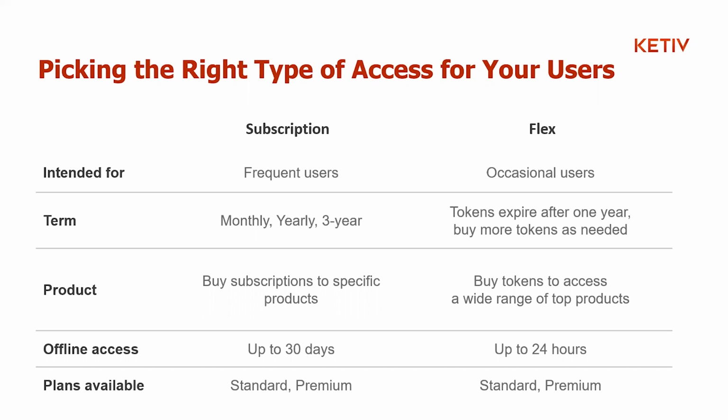Right, and then with the term, tokens expire after 1 year, and you can purchase more tokens as needed whenever you wanted to access them. The access or the purchasing on the product is one of the primary differences here. Again, with subscriptions, you would purchase subscriptions to specific products for access or dedicated access to that product over the course of the subscription term. But with Flex, it's a purchase of tokens for accessing products.